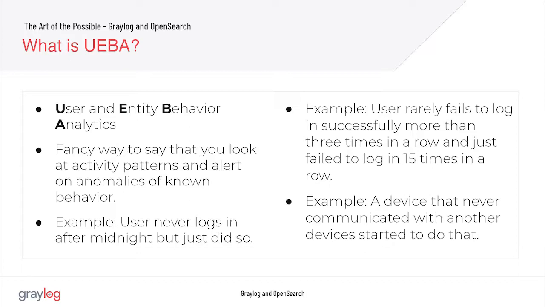So for example, let's say a user never really logs in after midnight, but just did so. You don't want to have a simple alarm sitting there, which you could model in Greylog if you wanted to, that says if it's after midnight local time of the user, this is getting a little complicated already. See, in which time zone is it midnight, right? What time zone is that user in right now?